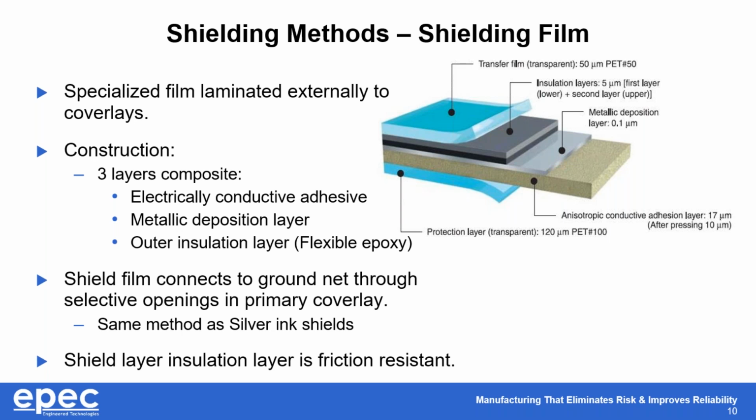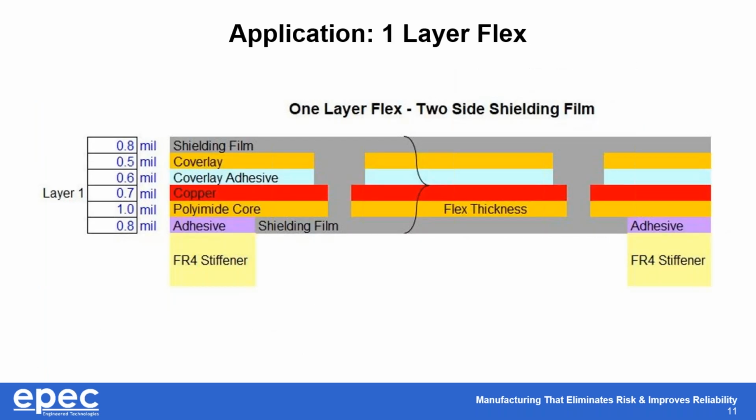An additional characteristic of the shielding film is that the outer insulation layer is friction resistant. And again, this goes back to that hinge application in flip phones where there is the opportunity for the flex to get galled. So having that slip property on the external surface of the shielding film was a necessity. Shielding films are extremely flexible. You can apply them to a wide variety of situations and designs.